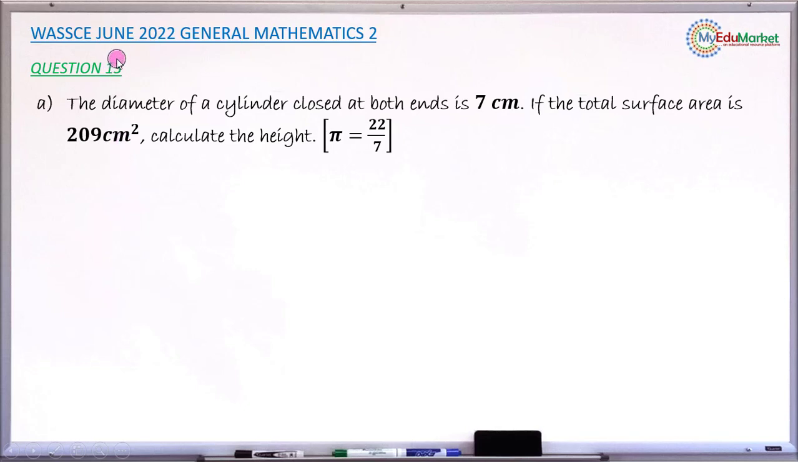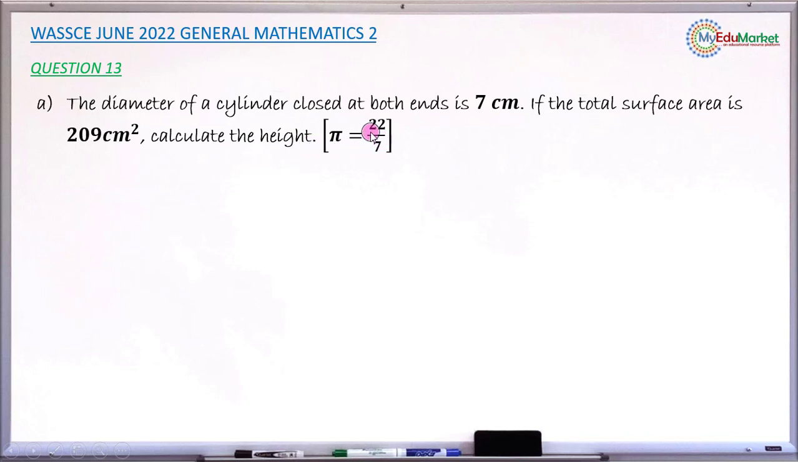This is WAEC June 2022 General Mathematics Paper 2, and we are answering question number 13A. The question reads: the diameter of a cylinder closed at both ends is 7 centimeters. The total surface area of that cylinder is given as 209 centimeters squared. Calculate the height of the cylinder.